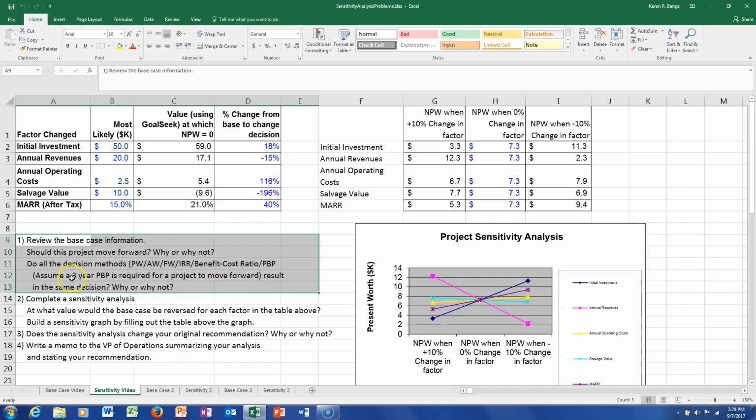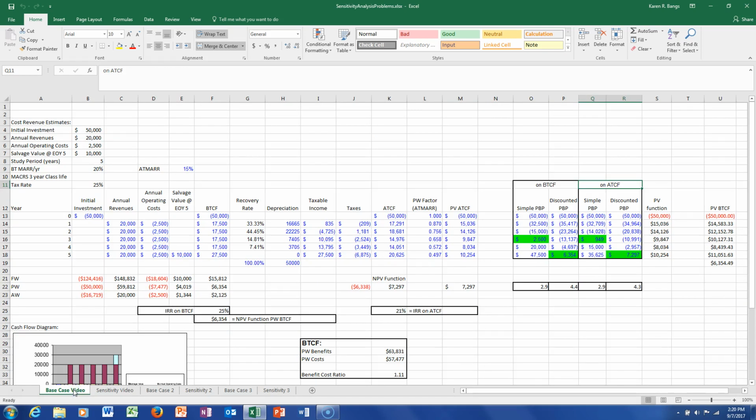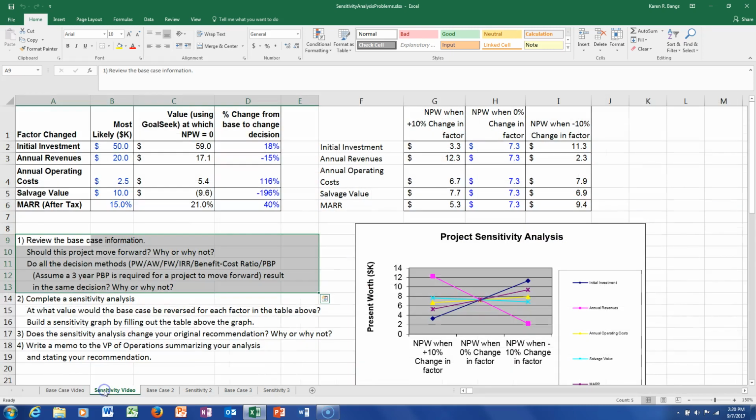And assume that a 3-year payback period is required for the project to move forward. And will all of those result in the same decision, why or why not? So you're answering these questions based on what the base case information is. Very similar to your project, you have the base information most likely for your project, and you should be answering the same similar questions about your project, okay?